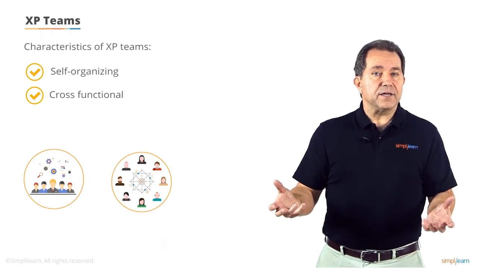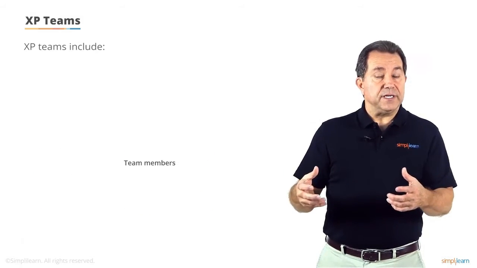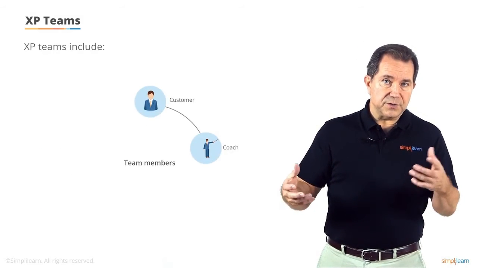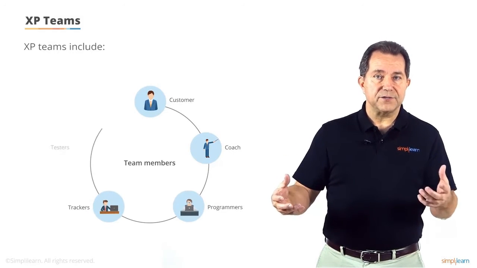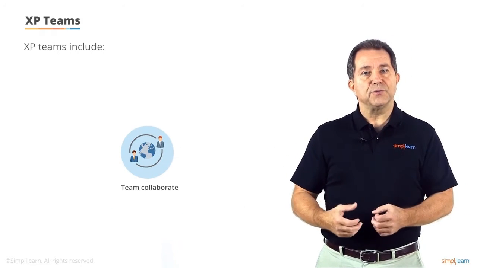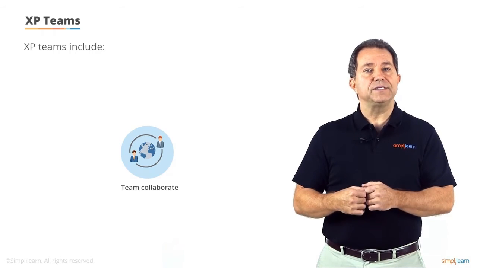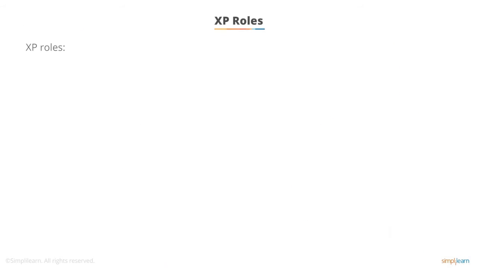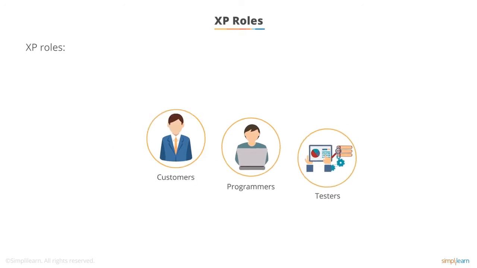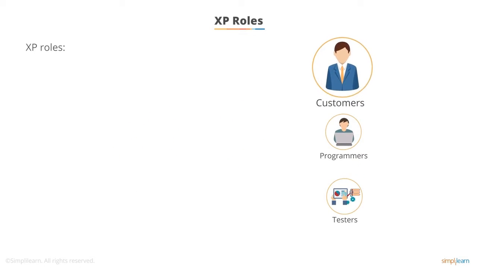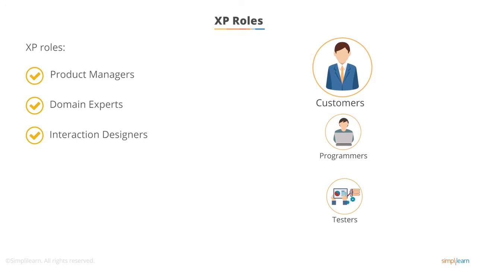They compromise and collaborate. Team members, including the customer, the coach, the programmers, the trackers, and the testers, collaborate in order to reach agreement on exactly what needs to be developed. XP roles fall into three different categories: customers, programmers, and testers. Customers are the business experts and can include product managers, domain experts, interaction designers, and business analysts.